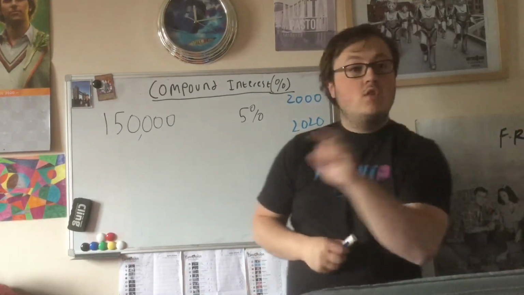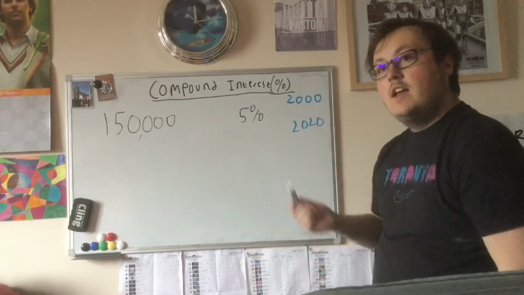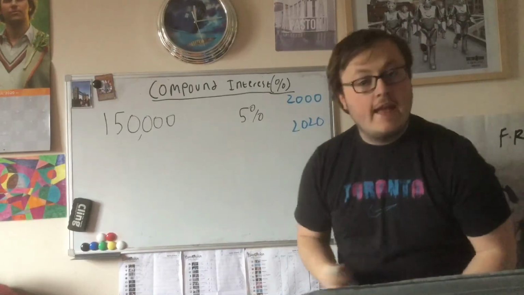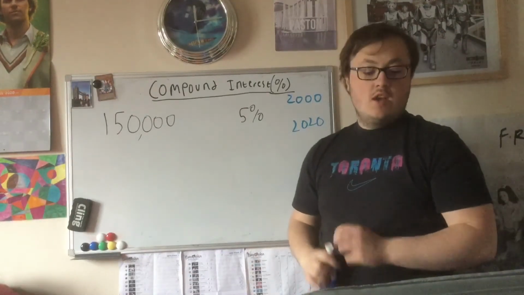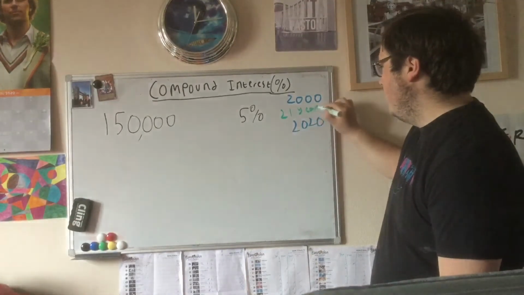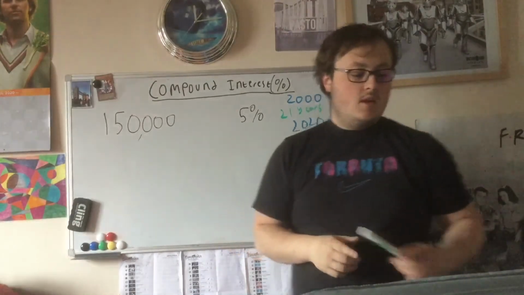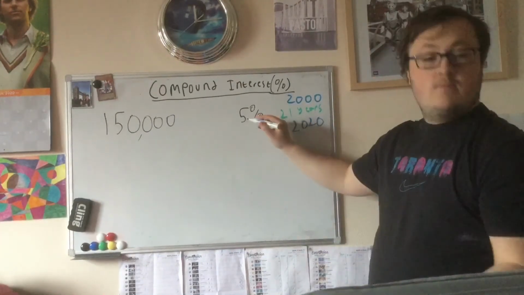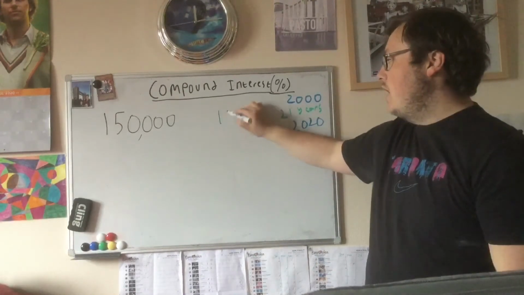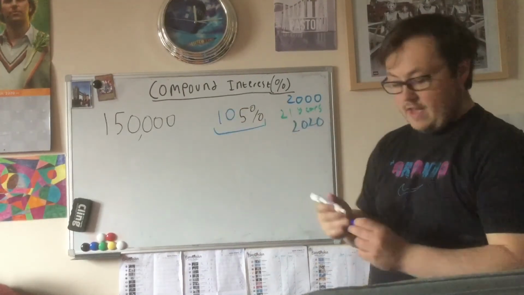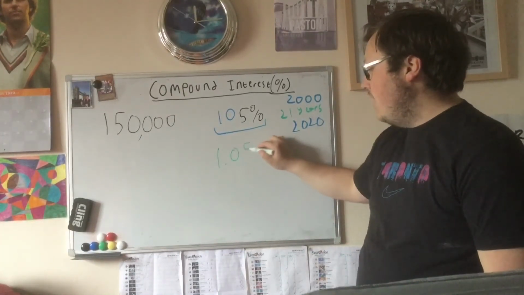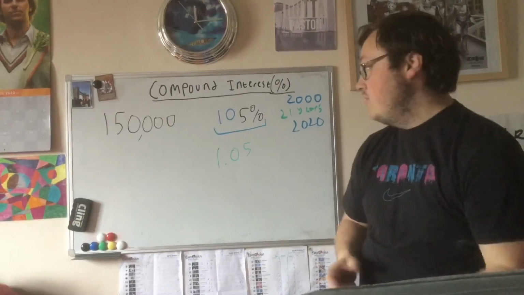Now, the most important thing is we need to find out how many years it is. Now for this, we're including the year that we put the money in. So that actually covers 21 years. So now we convert that and we find out the percentage of that. So if it's 100%, adding the 5% interest, that is 105%. We turn that into a decimal, 1.05.